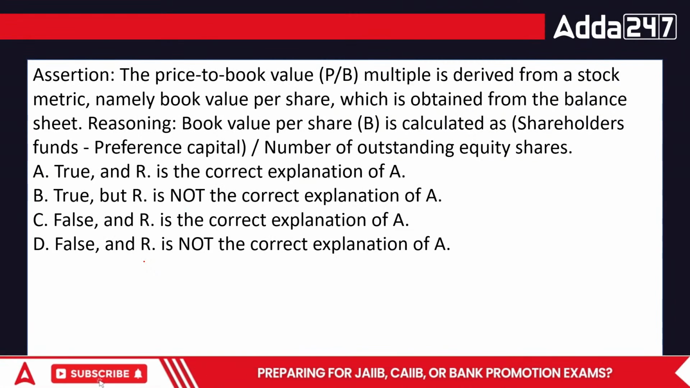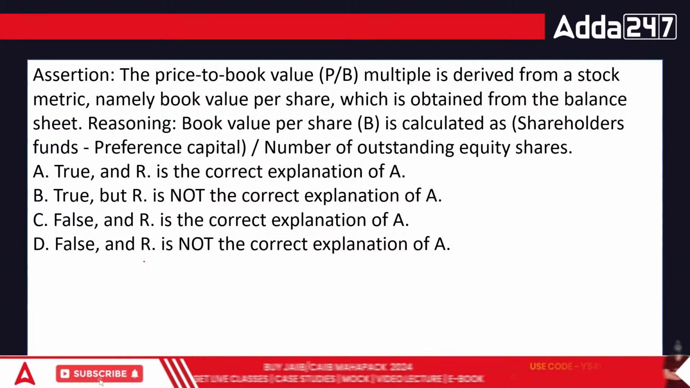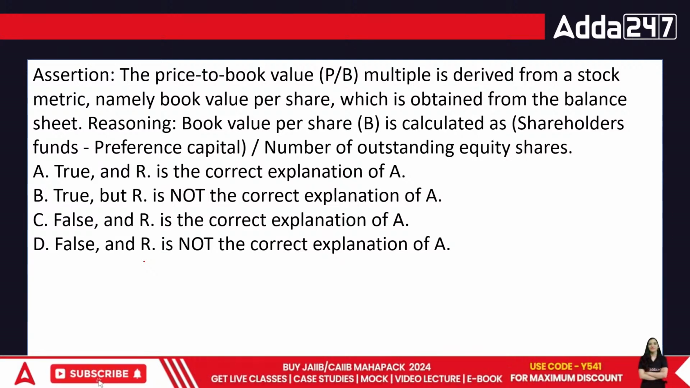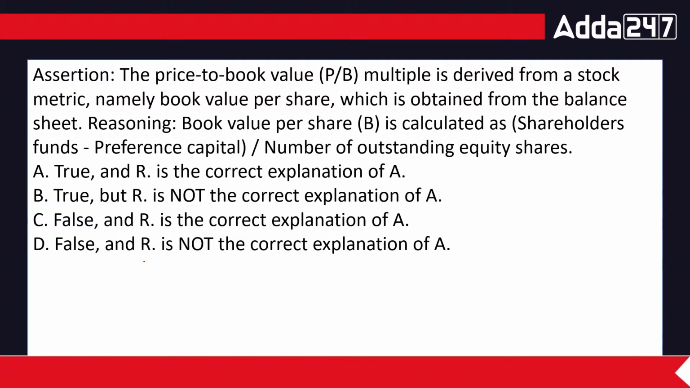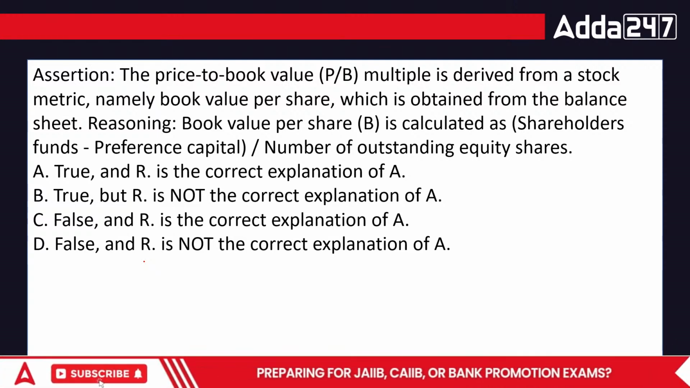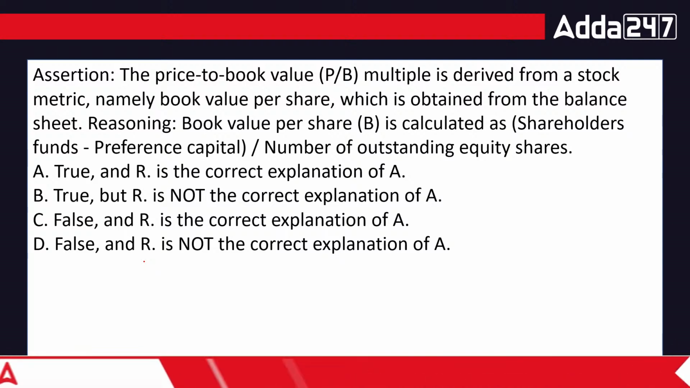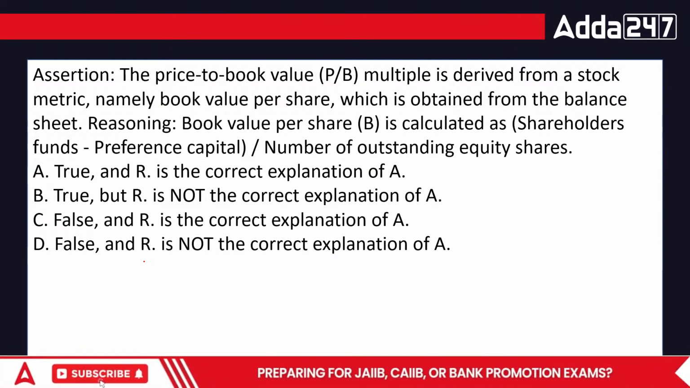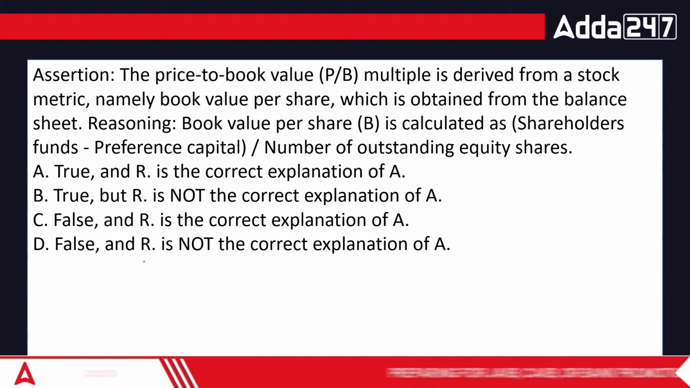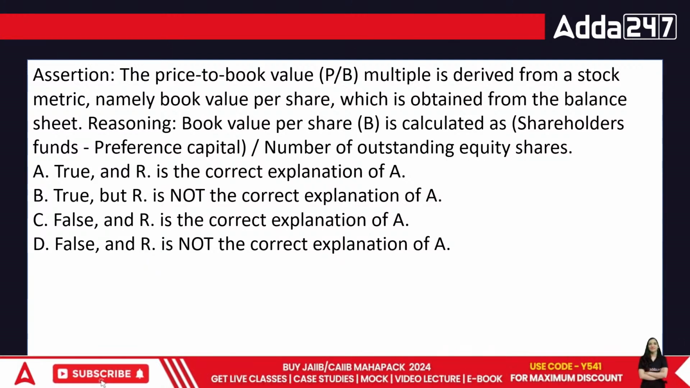The price to book value multiple is derived from the stock metric, namely book value per share, which is obtained from the balance sheet. Then is the reasoning. Book value per share is calculated as shareholder funds minus preference capital divided by the number of outstanding shares. True and R is the correct explanation. Well, we have two things, assertion and reasoning.